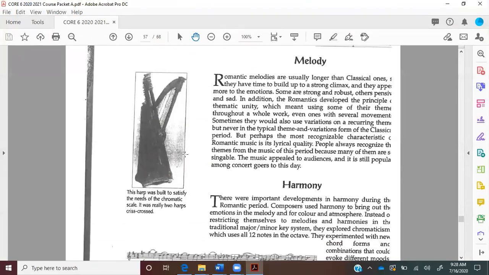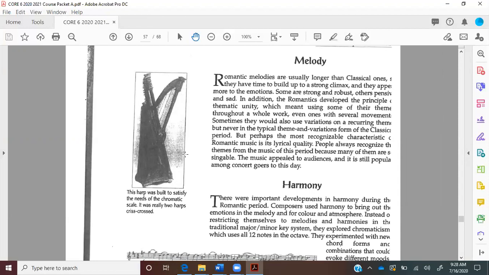Melody. Notice it's going through all of our basic elements. How about that? Doesn't that work nicely? Romantic melodies are usually longer than classical ones, so they have time to build up to a strong climax, and they appeal more to the emotions. Some are strong and robust, others pensive and sad.